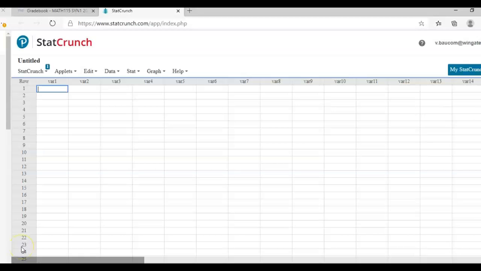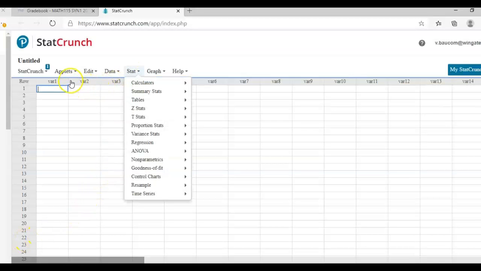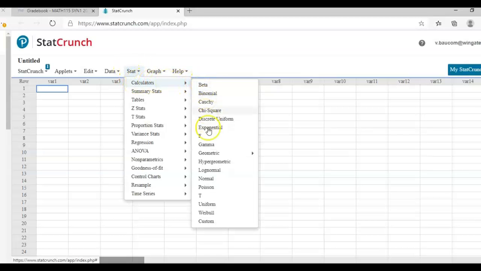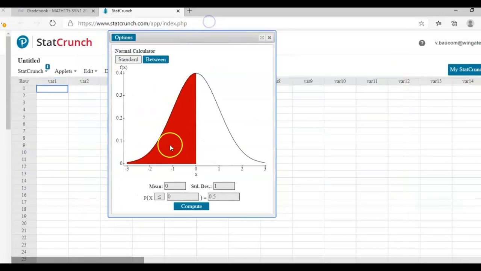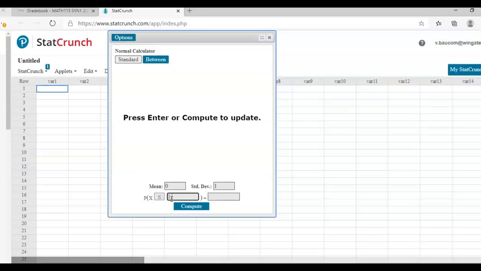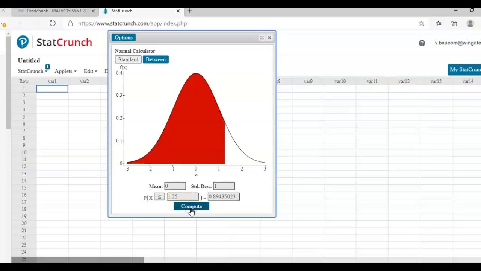So I did want to take a minute to show you how you can do these normal CDF type problems and inverse norm problems using StatCrunch. So if you're in StatCrunch and you go to Stat and Calculators and go down to Normal, it's going to bring up a screen that looks like this. Right now we're just talking about standard normal, so I'm going to have 0 and 1 for my standard deviation. Let's say that I have a problem x is less than 1.25, and compute. So it sketches this in for me and it gives me that probability.